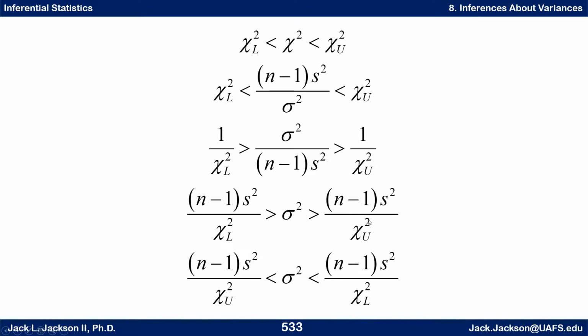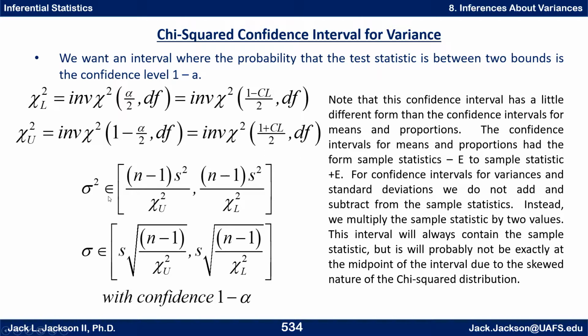If we write it in the normal order, lowest, middle, highest, and use less thans, we get this inequality right here. n minus 1 times s squared over chi-square upper is less than sigma squared, which is less than n minus 1 times s squared over chi-square lower. And so this gives us a confidence interval. But notice that you use the chi-square upper value for the lower limit of your confidence interval, and chi-square lower on the upper end of your confidence interval, because they're in the denominator. That reciprocal just kind of switches things around.